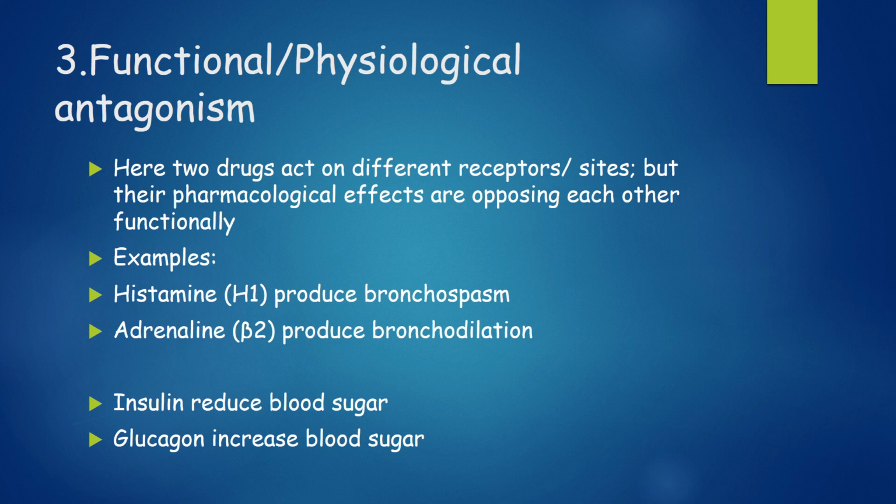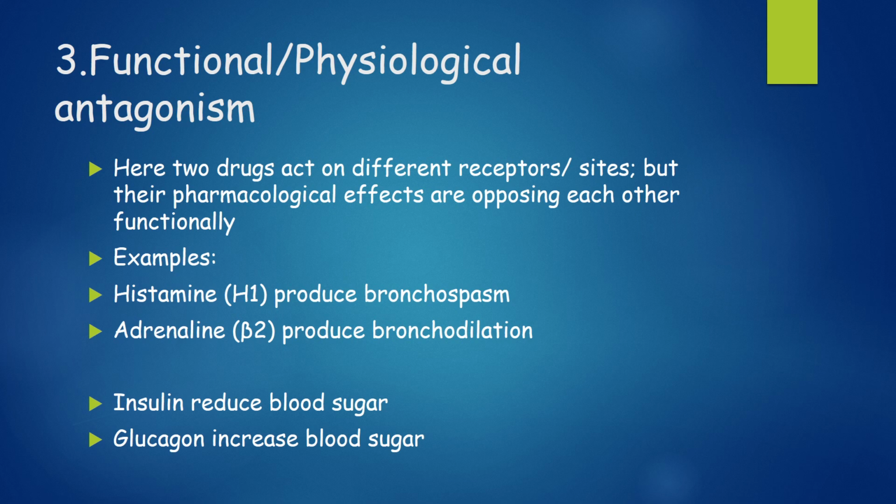So it causes bronchospasm in the lung. But adrenaline's effect is on beta 2 receptors. Adrenaline or salbutamol or anything like that has action on beta 2. It is different from H1 or histamine receptors, but they produce bronchodilation. So even though they are acting on different sites or different receptors, the final action of each is opposing. One is causing bronchospasm and the other one is causing bronchodilation.